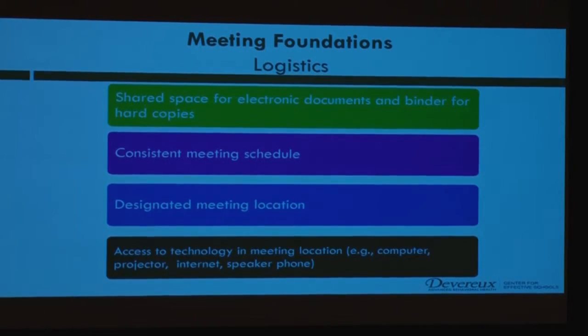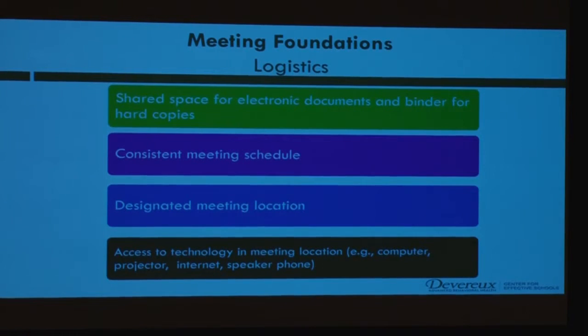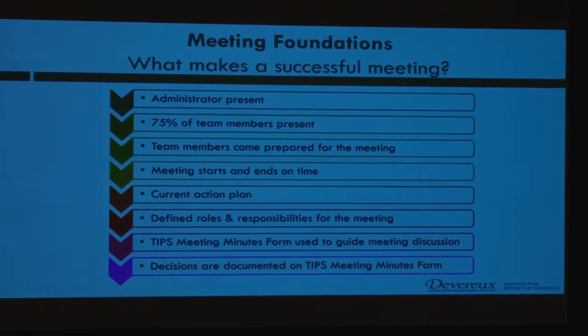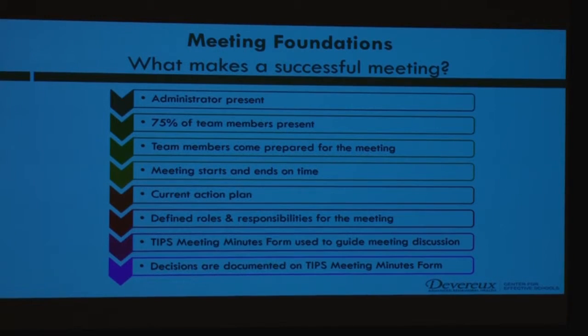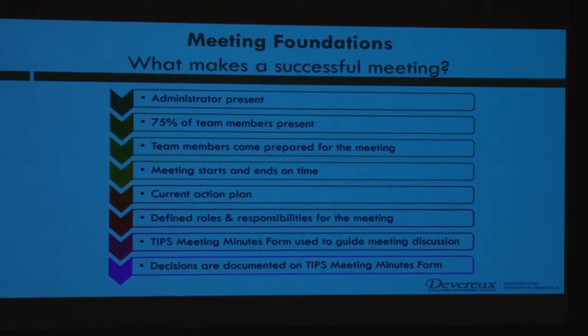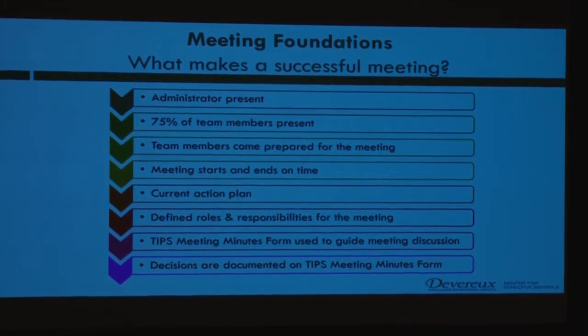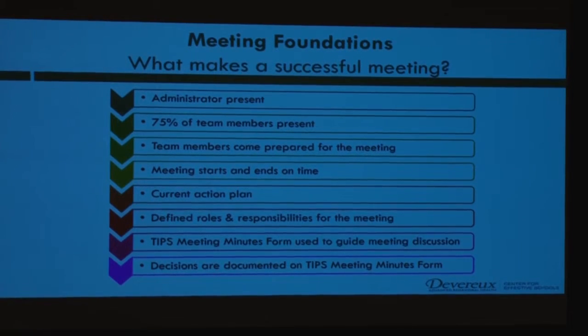We also have access to technology in this meeting location so that we are able to project different things, make sure staff who can't physically be there are able to join us and be part of the team that day. There's some other things that make it a successful meeting and that we make sure to implement whenever we have our meetings. We always like to make sure an administrator is present. There's 75% of our team present, that our members have come prepared so that they have reviewed our last notes and done any task that is necessary for them.